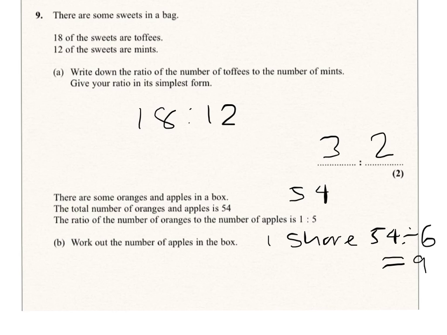How many apples will there be? Well, the apples is the larger share. Apples, you've got 5 shares, so each share is worth 9. So there will be 45 apples altogether in the box.